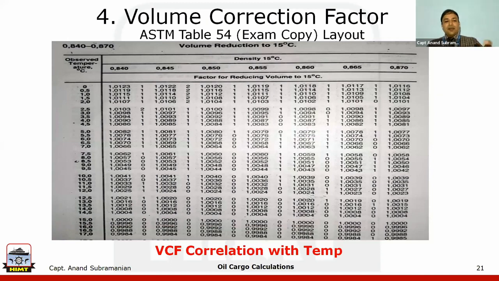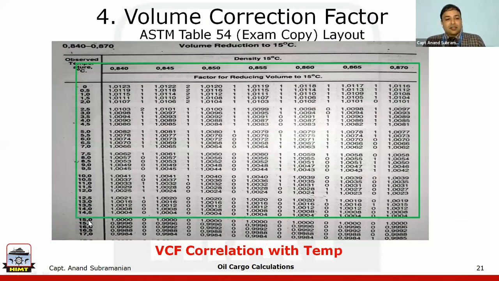Now with the same table, let us look at the correlation of the VCF and the temperature. This is very important, because sometimes in examinations or even on board use, we calculate one factor. So how do we know whether the factor is approximately correct or not? Let's look at the factors for temperatures less than 15 degrees Celsius. 15 degrees is over here, which is 1.0000. For any temperature less than 15, what numbers do you see? It's all 1 point something, 1.01, is it not?